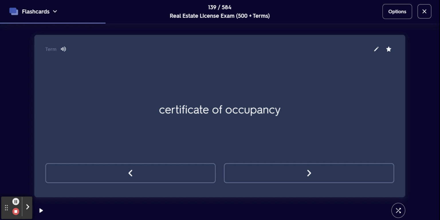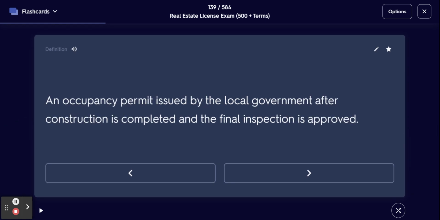Certificate of occupancy. An occupancy permit issued by the local government after construction is completed and the final inspection is approved.